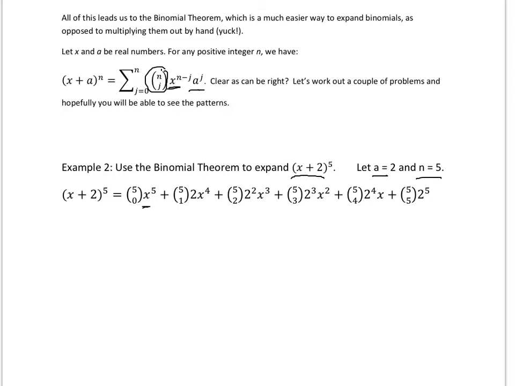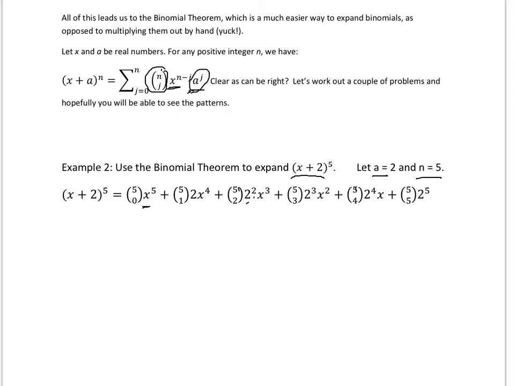Okay, and then we're going to add to that 5 choose 1, and then times 2, because that's a, that's this one right here, 2x to the 4th. And then it's 5 choose 2, and then 2 squared times x cubed. And then 5 choose 3, 2 cubed times x squared. 5 choose 4, times 2 to the 4th times x, and then 5 choose 5 times 2 to the 5th. Okay? I know, it's all crazy. Let's start working it out.